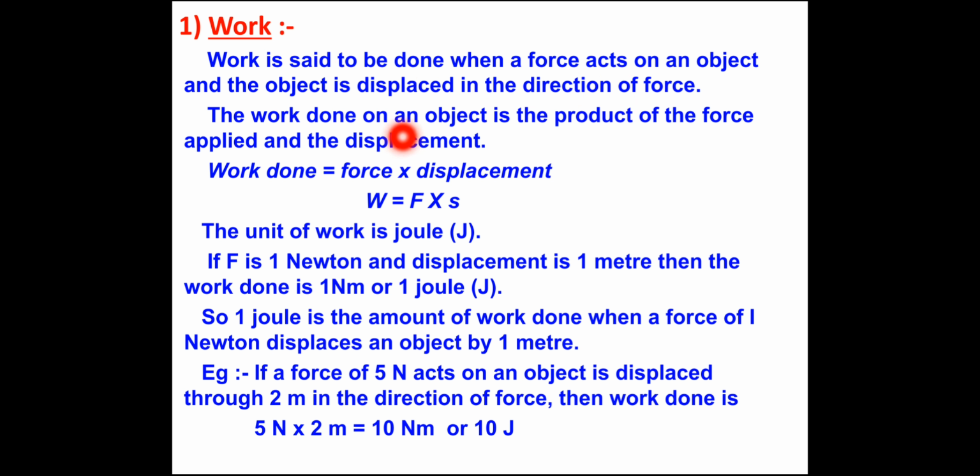The work done on an object is the product of the force applied and the displacement. So here is the formula: work done is equal to force into displacement. Work done is shown with the capital letter W, force with the capital letter F, and displacement with the small letter S. So W is equal to F into S.